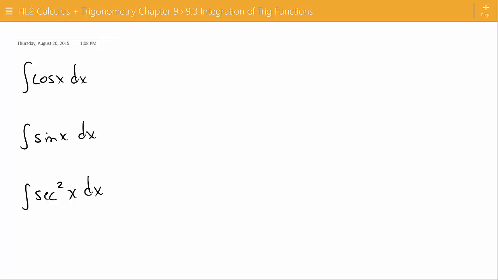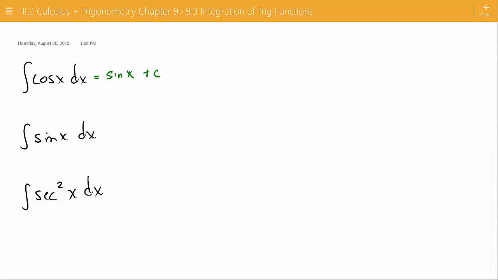So here we go, integration with trigonometry. Remember, integration and differentiation are inverse operations to each other. So what does that mean for us? That means that the antiderivative of cosine x dx is equal to sine of x plus c.